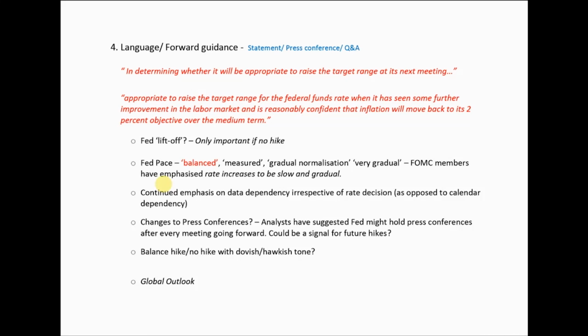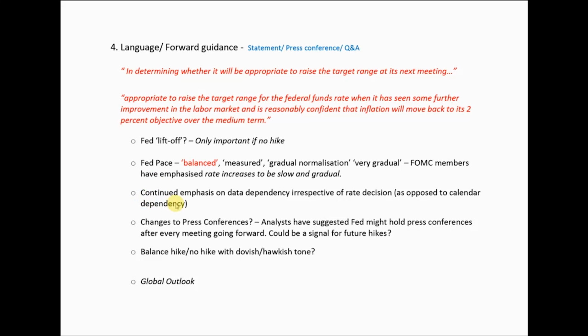FOMC members have emphasized rate increases to be slow and gradual, but we haven't had a buzzword like we did with Greenspan, for example, when they talked about a measured pace. Rate rises would be measured, which to Greenspan at the time of the last hiking cycle was essentially 25 basis points at every meeting. Now, will the Fed commit themselves or pre-commit themselves to anything? Probably not, but something to look out for in the statement, and no doubt Yellen will be quizzed about it in the press conference and the Q&A.